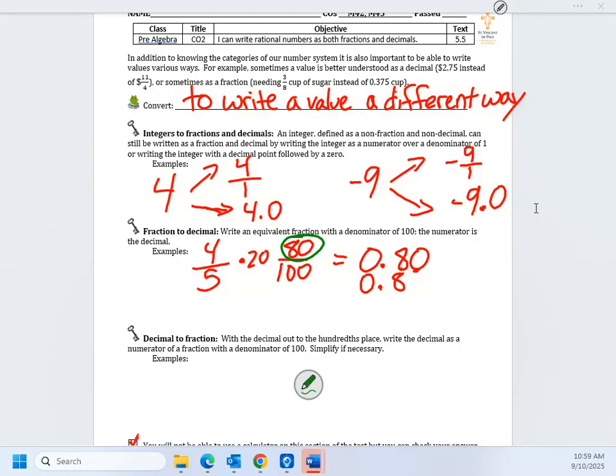I get in the groove. If it's over 100, I can just take that numerator and put it right after that decimal place. So I have my decimal, my 2 decimals going out to the hundredth place.